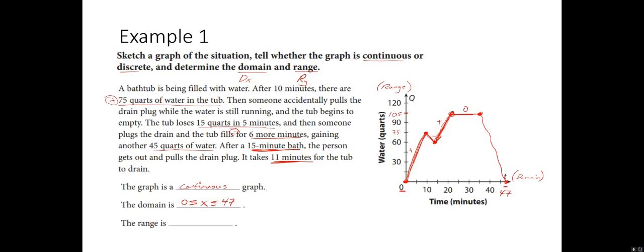Now, a range. Again, range is our y. We have 0 amount of water, or quarts, but then we max out at 105 quarts. All right. Oops, sorry. Forgot my inequality. So it's less than or equal to 105 quarts.